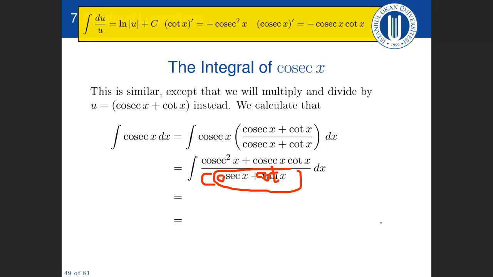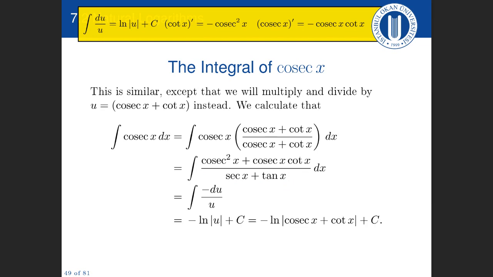As we did before, now we can do the substitution. We can replace cosec x plus cotan x by u. Everything on the top will cancel out and we'll just be left with the integral of minus du divided by u. So that's minus ln absolute value of u plus c, or minus ln absolute value of cosec x plus cotan x plus c.